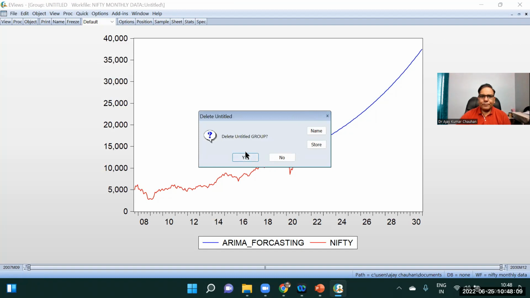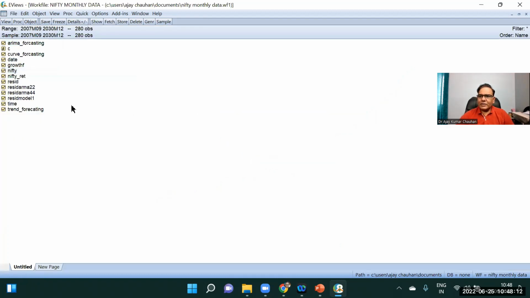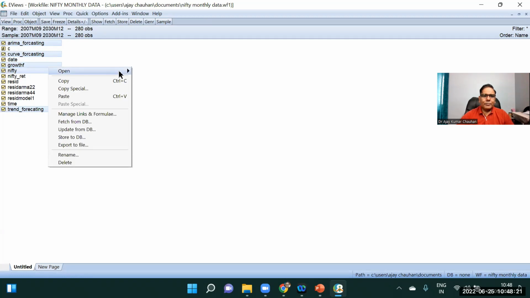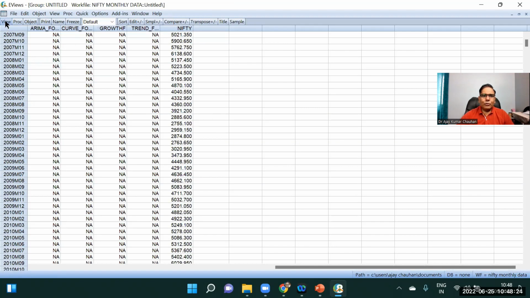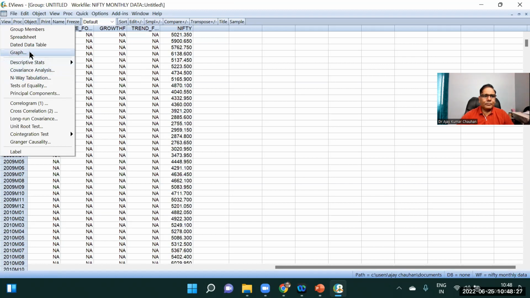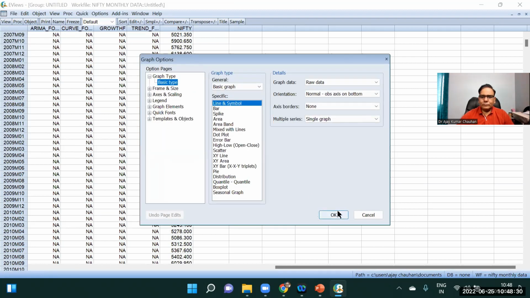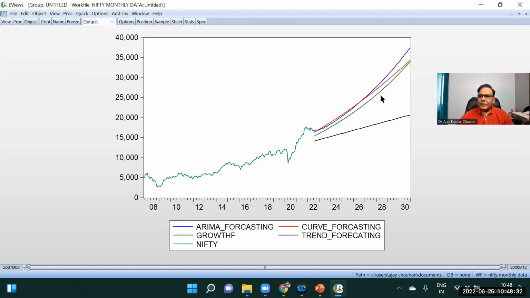And after this, you can combine all the forecasting: ARIMA forecasting, curve forecasting, growth forecasting, trend forecasting, and Nifty. So now I'm combining all the forecasting values. These are the different forecasting values. ARIMA forecasting is telling you this value, approximately 37,169. And the minimum value is 21,000 approximately. So 3 models say the forecasting value is around 35,000.